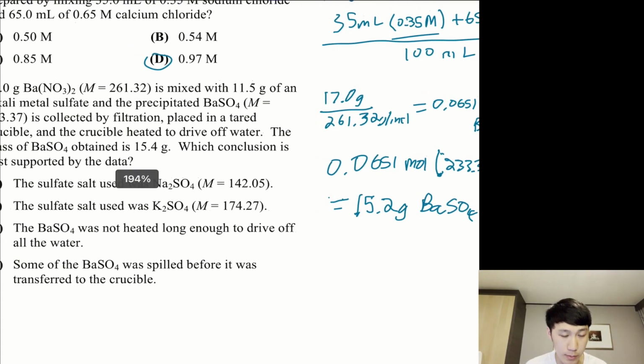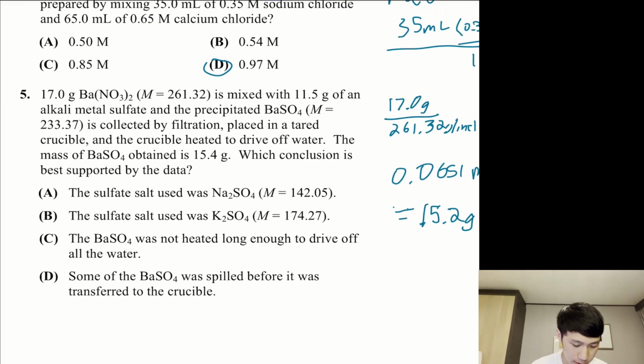So now looking back at our experimental data, we end up getting 15.4 grams of barium sulfate. And clearly that's not possible with the amount of barium we started with. So something else must be contributing to the amount of mass that we have. And if we look at our options, option C tells us that the barium sulfate was not heated long enough to drive off all the water. And if you can imagine that there's still water in our sample when we mass it, that can clearly increase the amount of mass that we weigh and cause this error. So C is the correct answer.